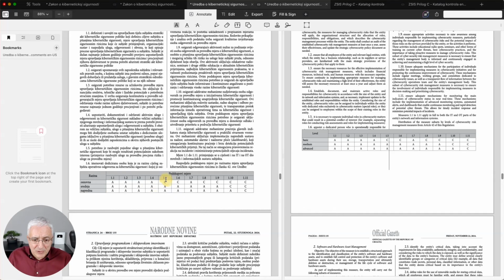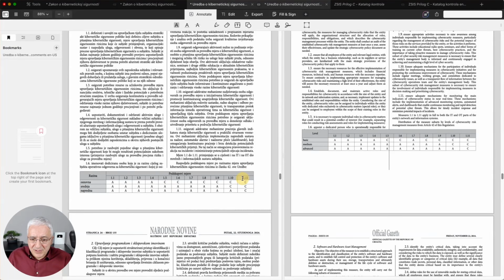However, if you go for this 1.5, this one says that it is necessary to separate individual roles in cybersecurity matters that could result in a potential conflict of interest. If you're classified as a basic level of risk company, then this one is not mandatory. As you can see, this one is C. This means that only if you, through your internal risk assessment, see that this is something that would be necessary for you, then you need to implement this. However, if you are on the intermediate level of risk, or on the advanced level of risk, then you would have to apply it as mandatory.